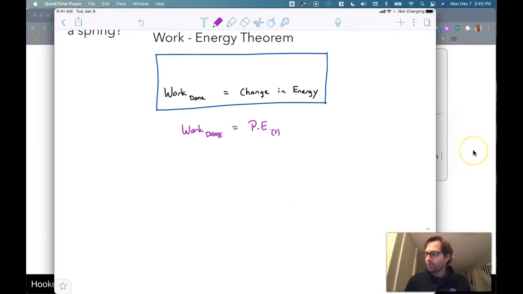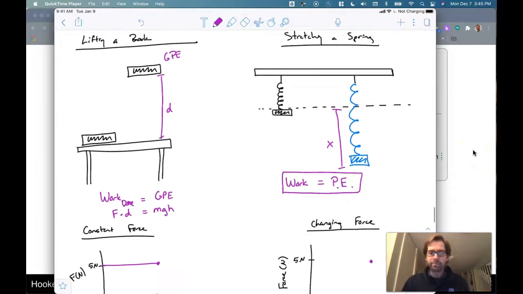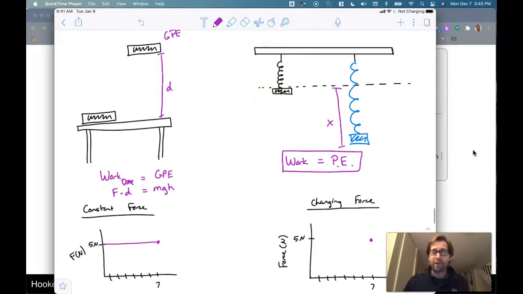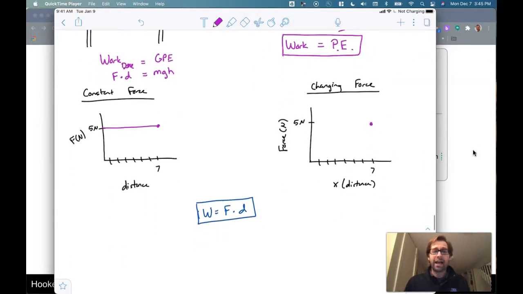Okay, so coming back to this idea of a book compared to a spring. Yes, we are doing work in both cases. However, the way the forces are interacting is different. So if I'm lifting a book, I am using a constant force. I'm always lifting with the same amount of force over that entire distance. So let's say I'm lifting it up to a distance of 7, right?